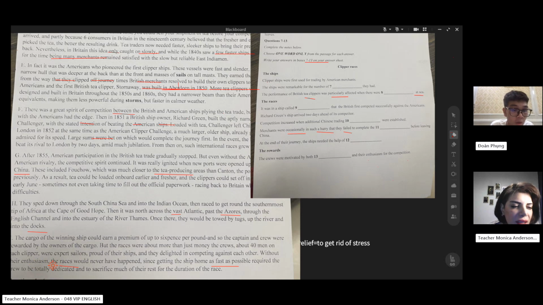Complete the what? But, so let's read. This, yeah, what? I think that we are in paragraph H. Oh, so let's read it. Okay, which word? I want to know which one did you find? But I can't find any of them. Okay, so sped down, of course this is the past form, sped down through the South China Sea and into the Indian Ocean. Then raced to get round the southernmost tip of Africa at the Cape of Good Hope. And then it was north across the West Atlantic, past the Azores, through the English Channel and into the estuary of the River Thames. So which one do you say? I can't find any word in paragraph H. Such a hurry, you need to find this one. Such a hurry. I want you to find it.